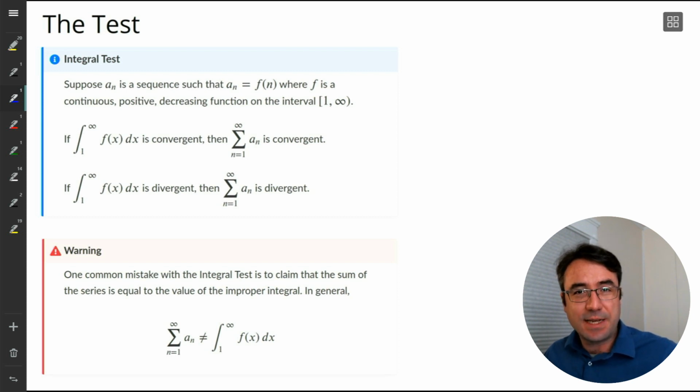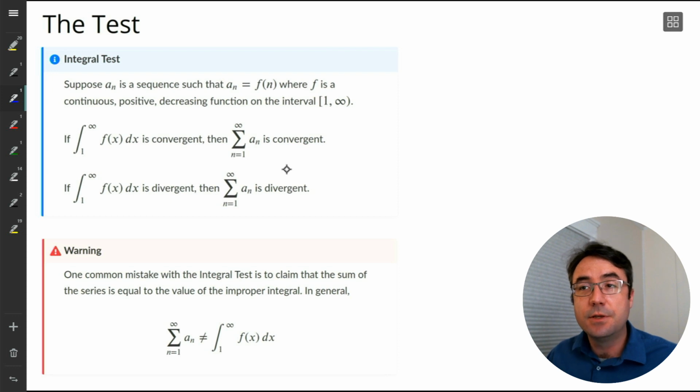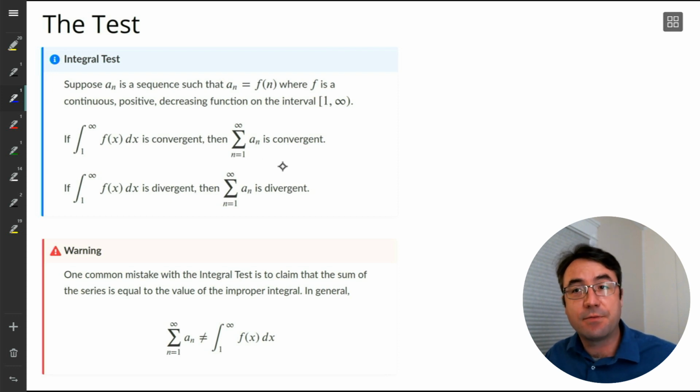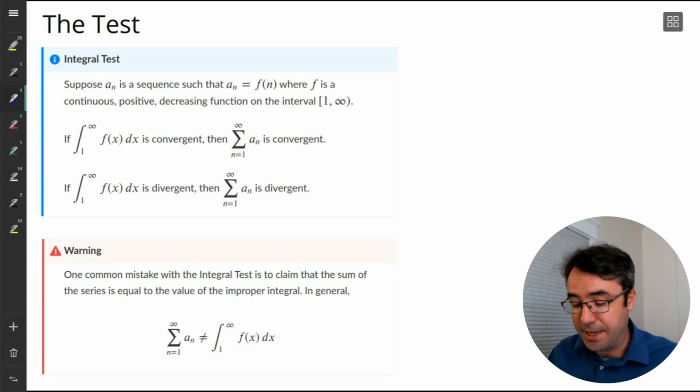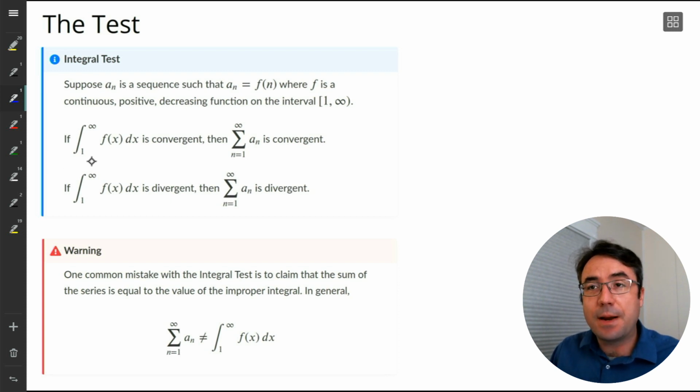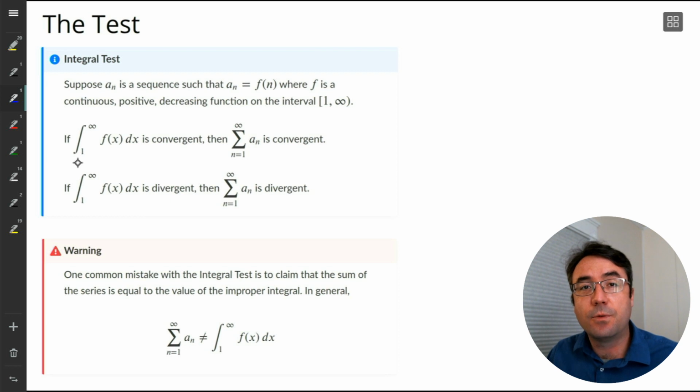So what does the integral test actually say? Well, it relates the convergence and divergence of the improper integral to the convergence or divergence of the series. It says if the improper integral, the integral from 1 to infinity of f of x dx, is convergent, then our series, sigma a sub n, is convergent.